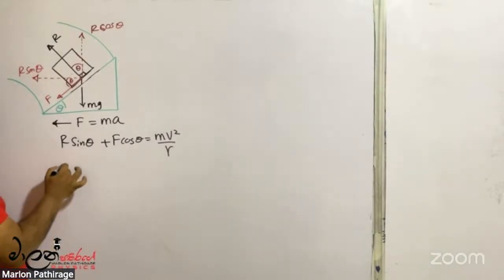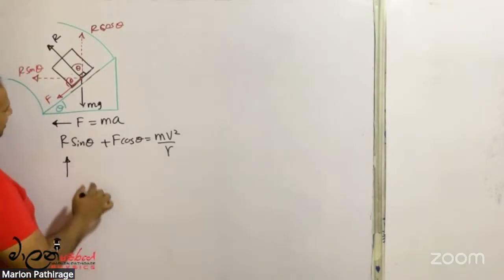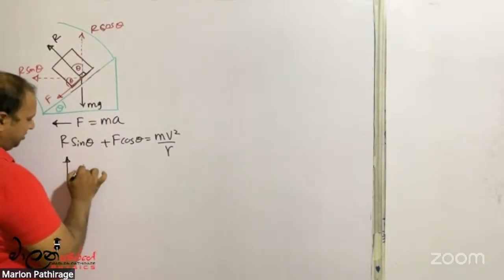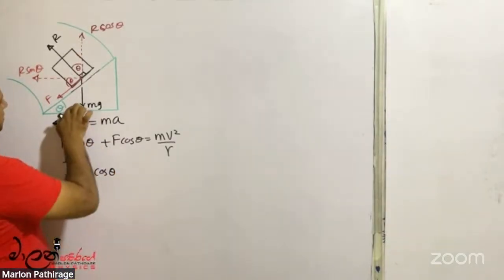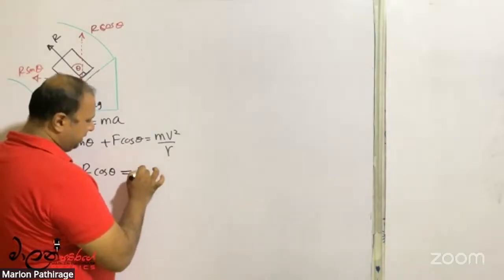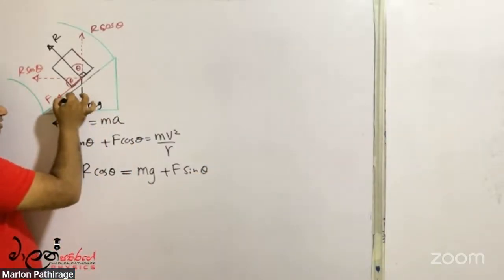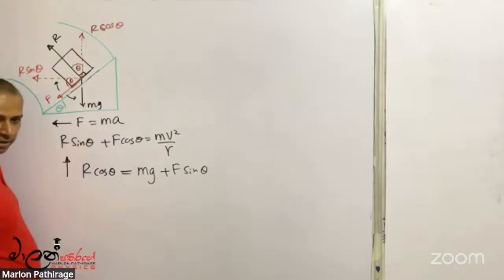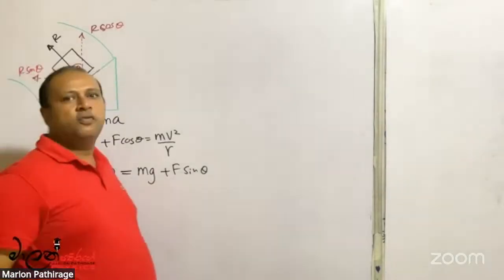Then I can write the equation for the vertical forces. Now there are several vertical forces. One is R cos theta in the upward direction. That should be equal to mg plus F sin theta. F sin theta is in the downward direction. F sin theta plus mg equals R cos theta, because there is no vertical movement.